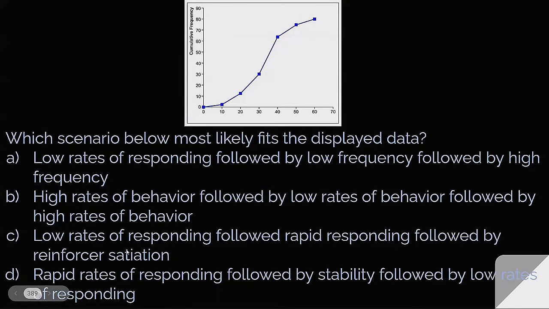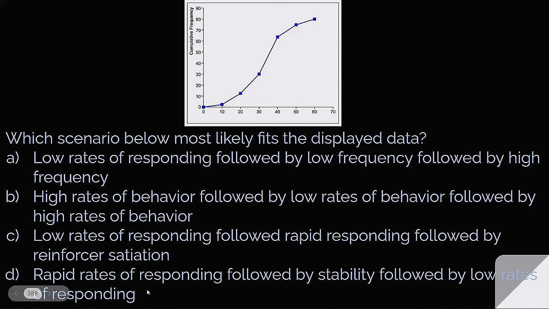How about C? Low rates of responding, okay, good. Followed by rapid responding, yes, okay. Followed by reinforcer satiation. Okay, well, this is a bit of an assumption, but that could explain why these rates here or at the end are lower. So yeah, that could be the answer. Not sure that reinforcer satiation is what happened, but it does fit the data.